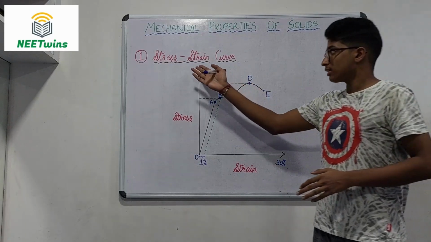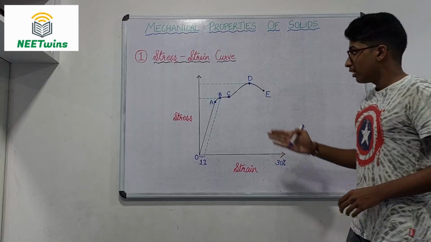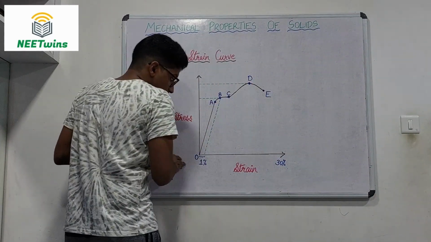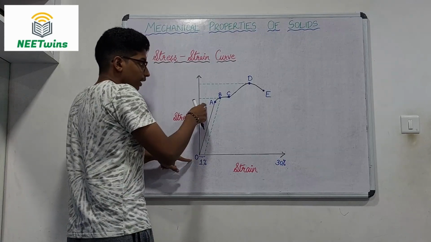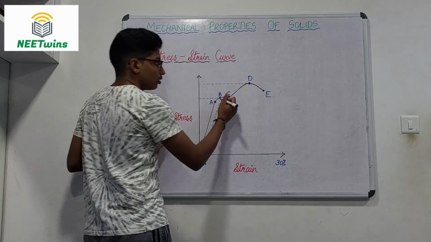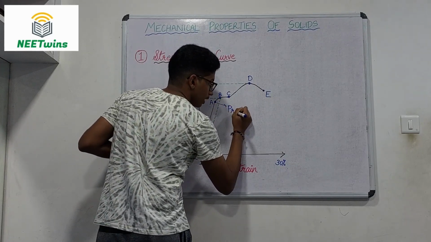First we look at the stress-strain curve. It basically looks like this. This is stress and this is strain. Now there are points labeled as A, B, C, D, E. You can see in the graph from O up till A, it's a straight line, and after that it's not a straight line. So A point is called the proportionality limit.